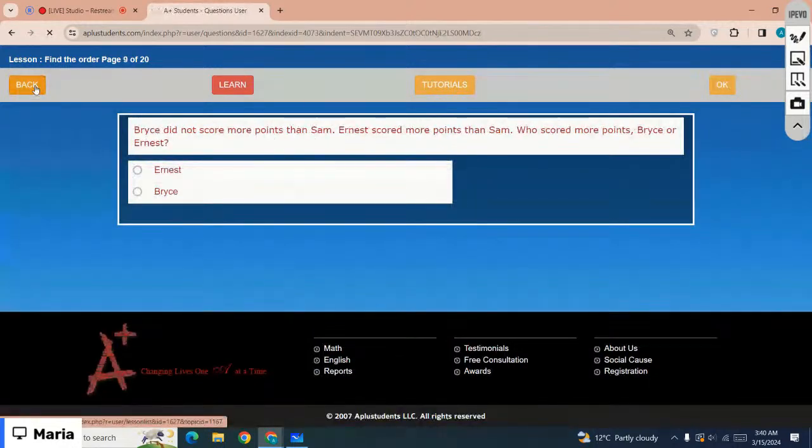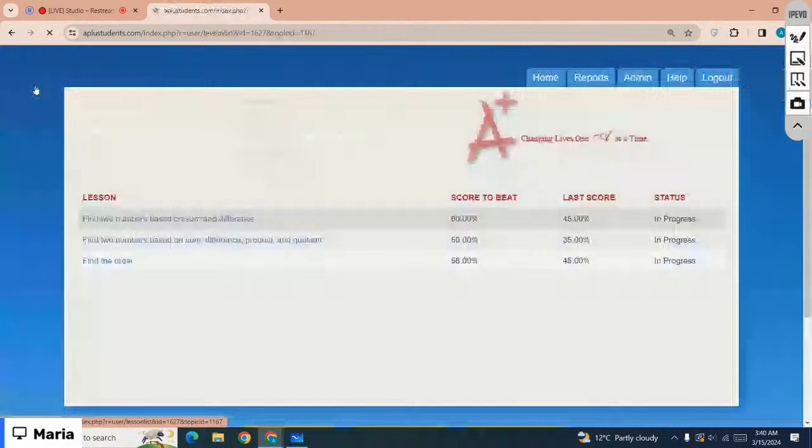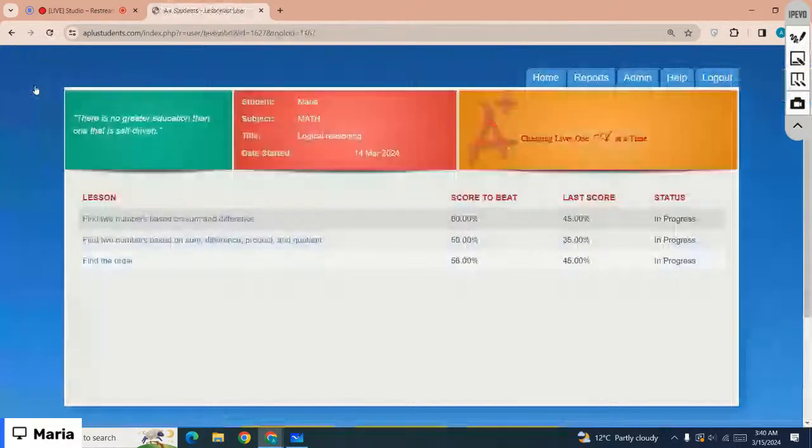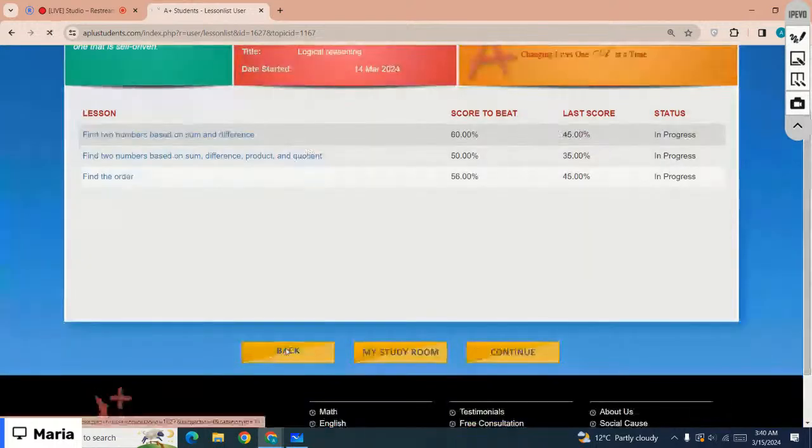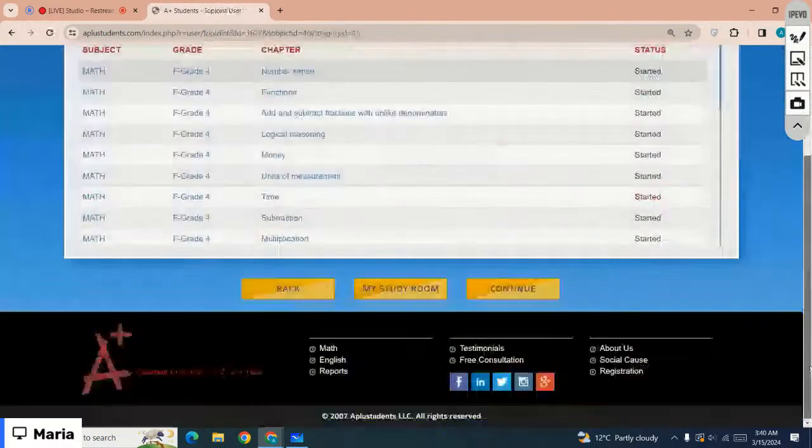So, we were working on grade 4 math. The chapter we were working on is logical reasoning, and the lessons we have covered from the chapter are find two numbers based on sums and differences, find two numbers based on sum, difference, product, and quotient, and the one we have just finished is find the order, right? So please make sure before the next session you complete all the practice questions for the lessons we did today. That is your homework until the next session, right?